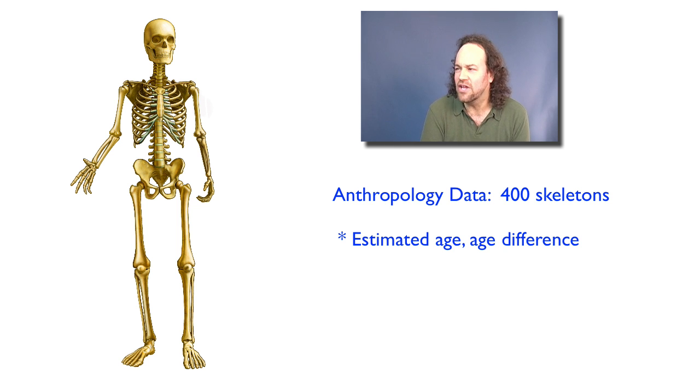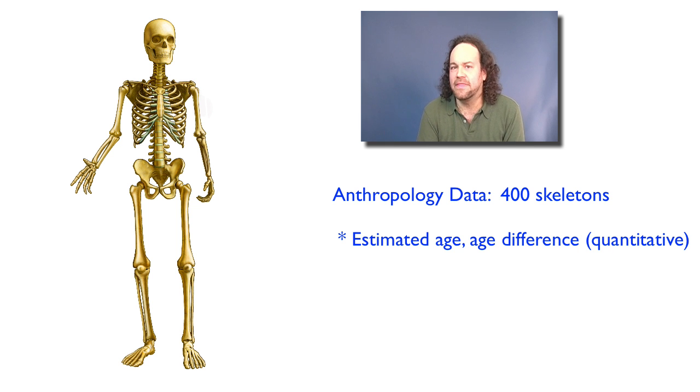Well, we already talked about things like the estimated age at the time of death, or the difference between the estimated and the true age at the time of death. And those were quantitative variables, so we could talk about the minimum and the maximum and the median and box plots and quartiles and mean and standard deviation and all those things. But what about some other variables?